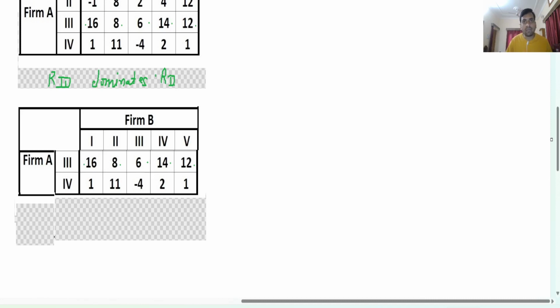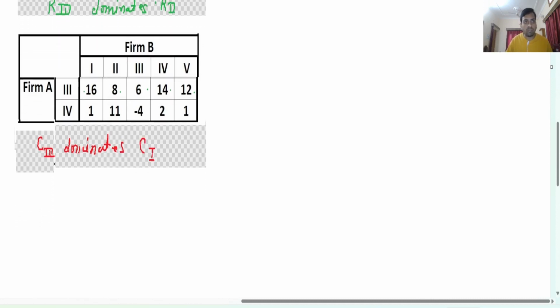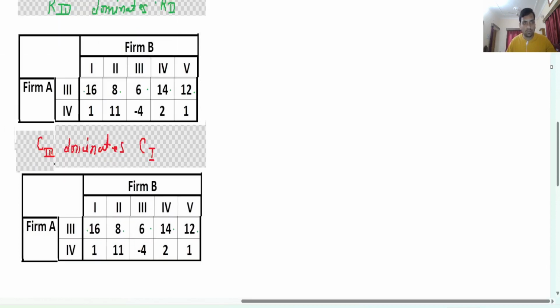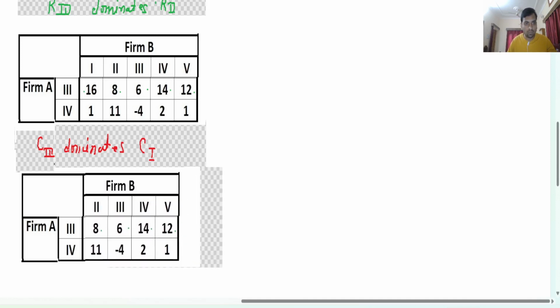So we will write this column third dominates column first. So the reduced payoff matrix means we will eliminate this first column. So this is the reduced payoff matrix.